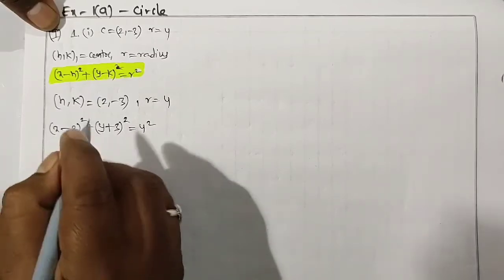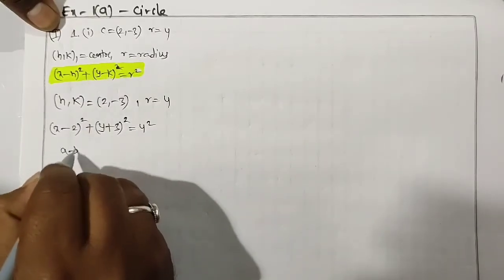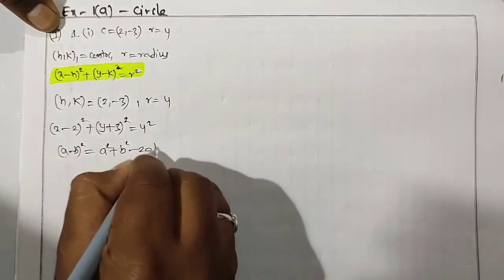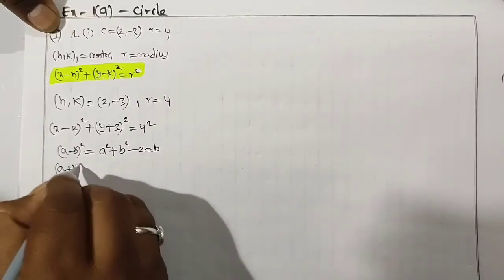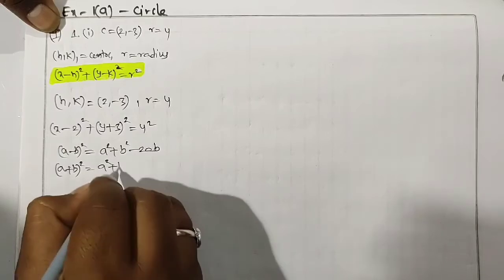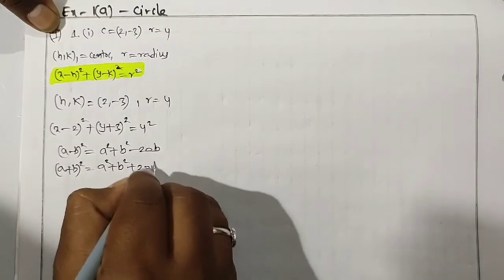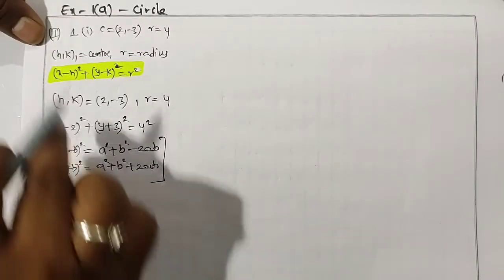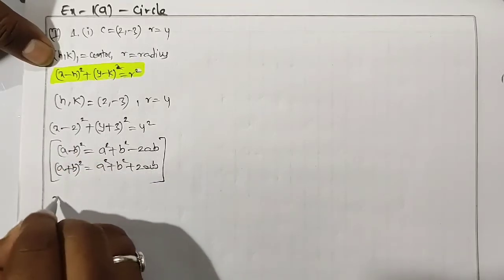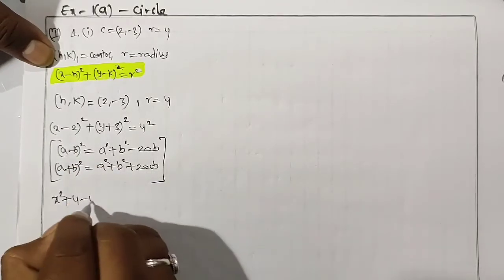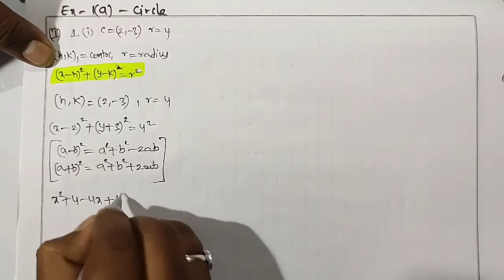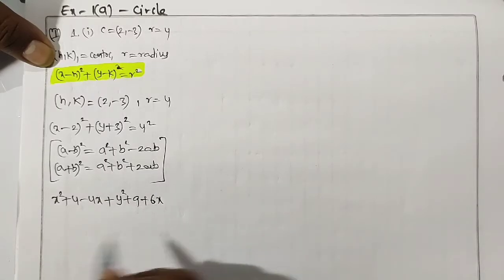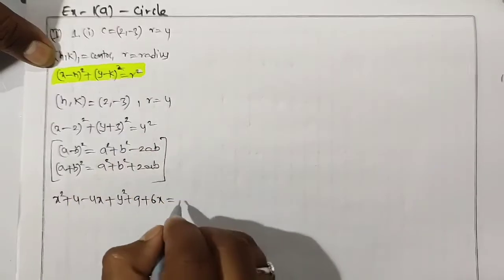So a minus b whole square is equal to a square plus b square minus 2ab, and a plus b whole square is equal to a square plus b square plus 2ab. Then we apply the formula here: x minus 2 whole square becomes x square plus 4 minus 4x, then plus y square plus 9 plus 6y, a square plus b square plus 2ab, and is equal to 4 square, nothing but 16.